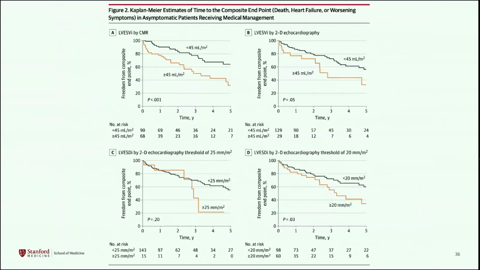And if you dichotomize this and look at patients who have significant LV remodeling by cardiac MRI with an end systolic volume index more than 45 versus those who do not, you can see a separation in the Kaplan-Meier curves very nicely. And that actually holds true for echocardiography as well. But you see that our current guideline threshold of 25 is not so good in terms of differentiating these patients, whereas we really start to pick it up at an earlier threshold, like we saw in that earlier echo study out of Mayo, at 20 for our end systolic dimension indexed.